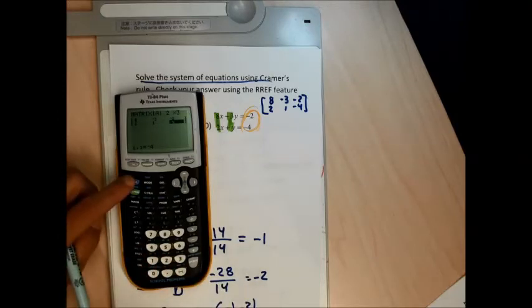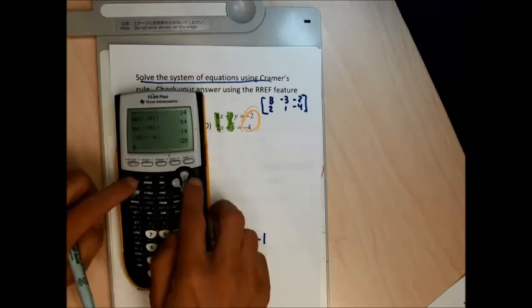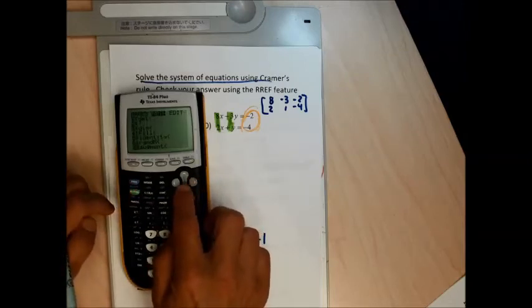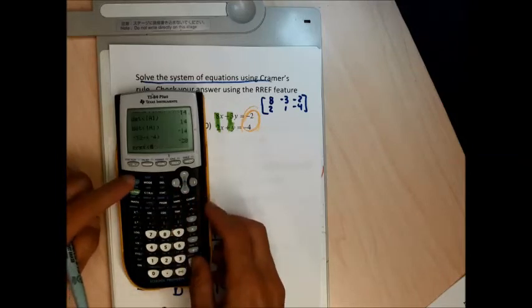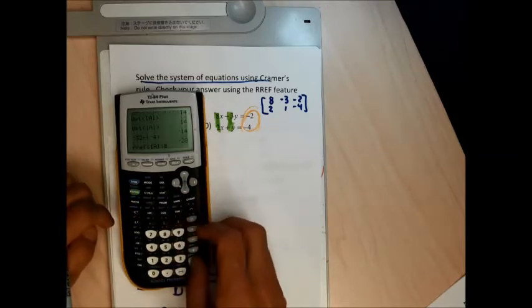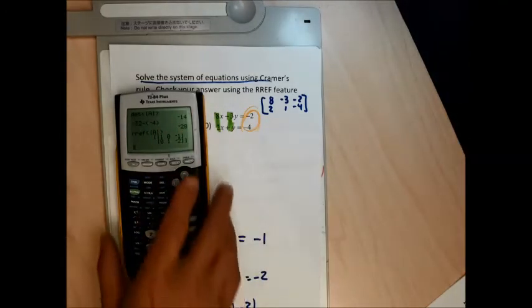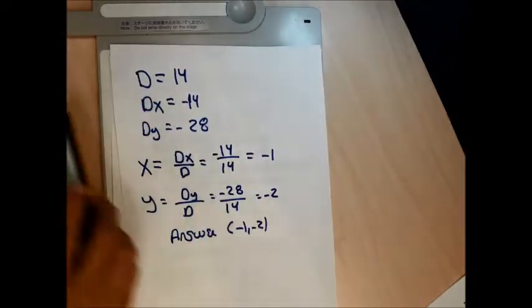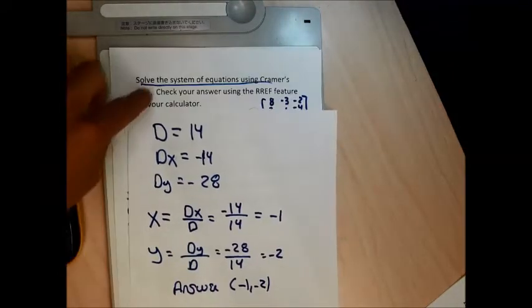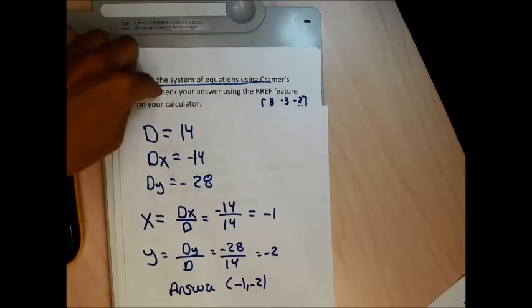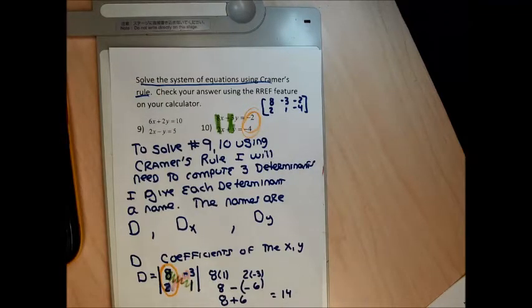So I enter the matrix, second quit, second matrix math, RREF, second matrix names, enter, and because this says x equals -1, y equals -2, I know my answer of -1, -2 is correct. So that's completely optional, this check your answer using the RREF feature on my calculator, but it's almost silly not to check because it's so easy. All right, so for number 9, you're going to have to compute 3 different determinants and then do 2 divisions to get the answer.